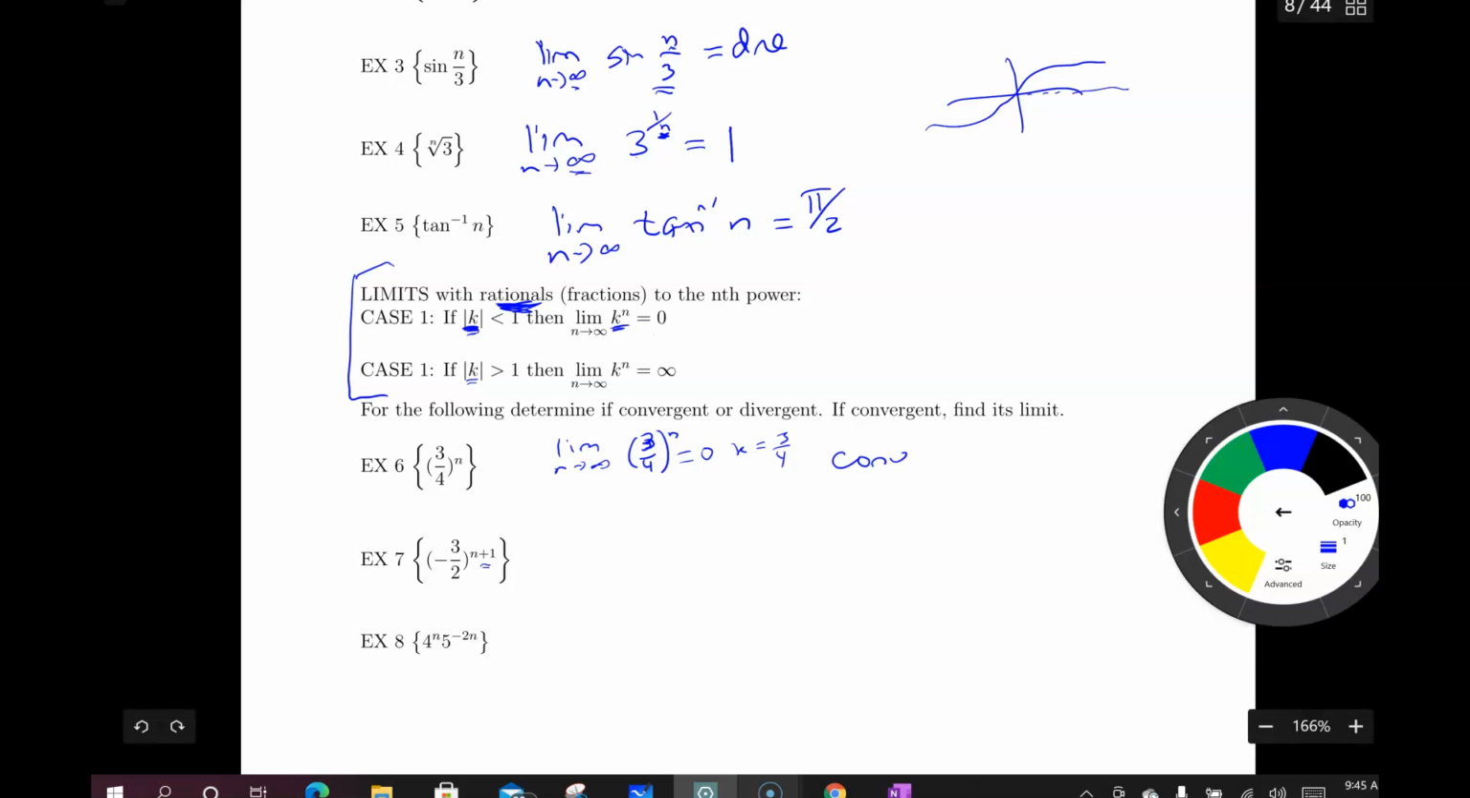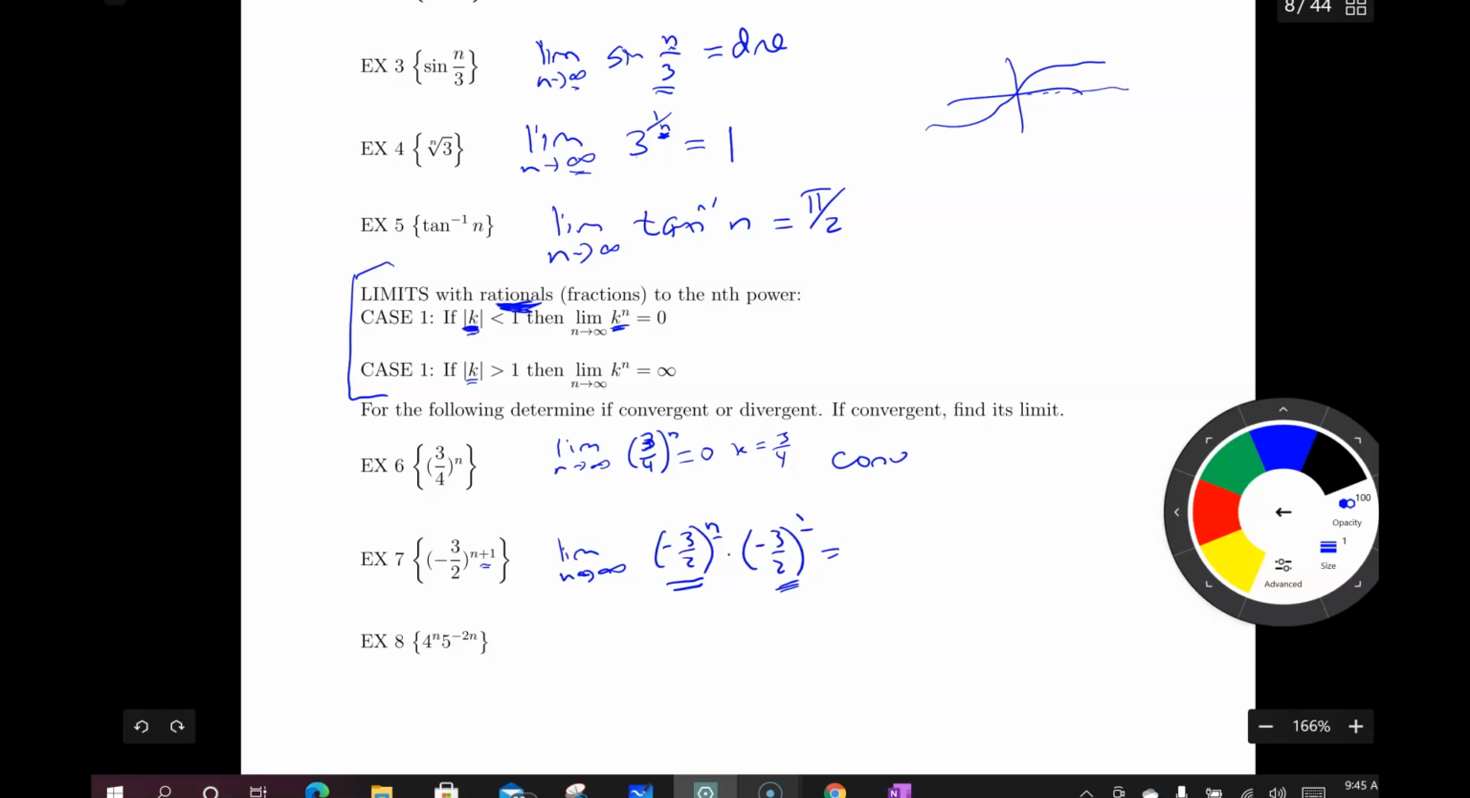Now I have -3/2 to the n plus 1. All right, so let's just kind of play with it a little bit. Limit as n goes to infinity. So I have -3/2 to the n times -3/2 to the 1, right? Because I would be adding exponents. So this is me just pulling this off to the side so that I can just look at what the number to the nth power is to decide if it converges or diverges.